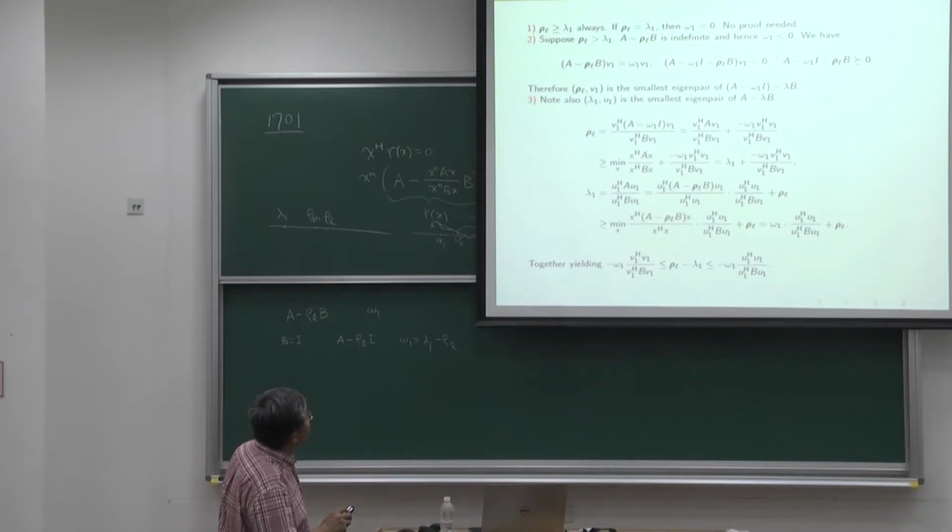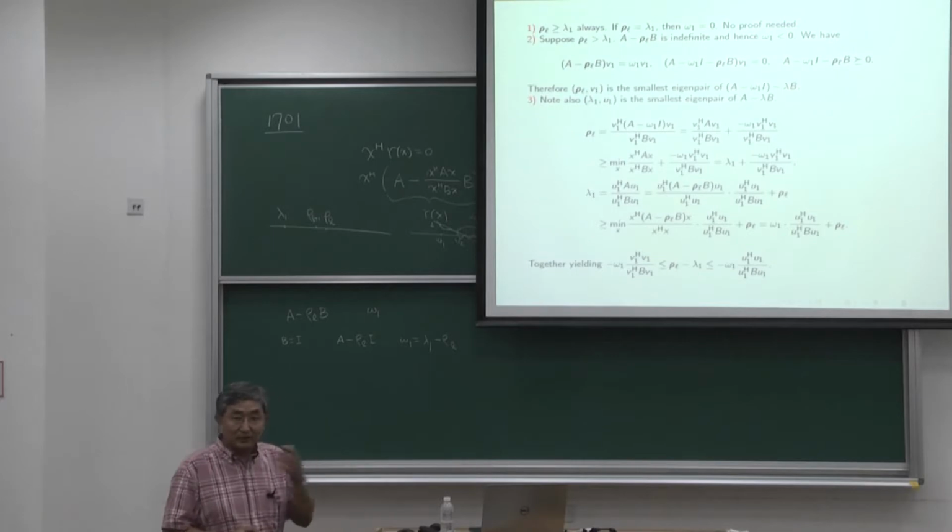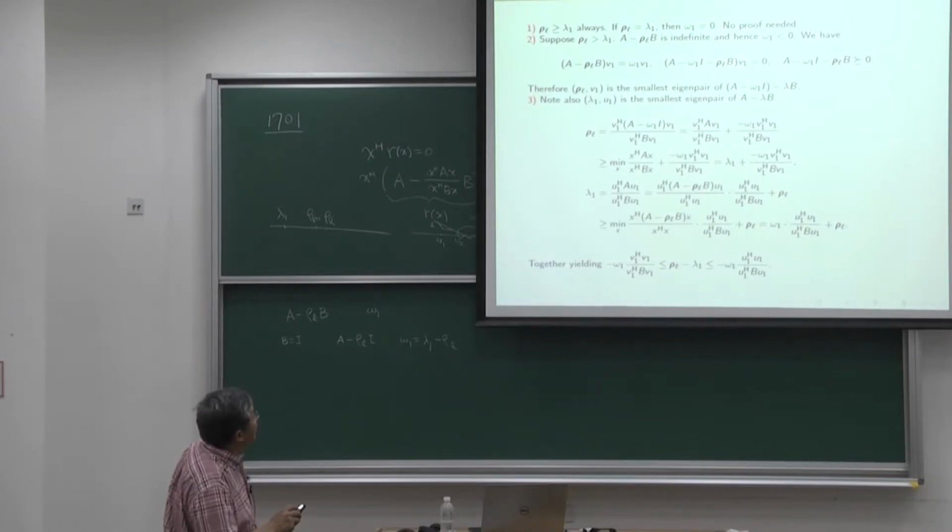Lambda 1 equals mu1, u1, because u1 is an eigenvector we talked about. So this equation is from the matrix pencil. Lambda 1 is the smallest eigenvalue of A minus lambda B. So now, look at this equation.